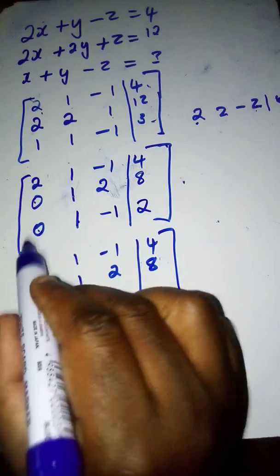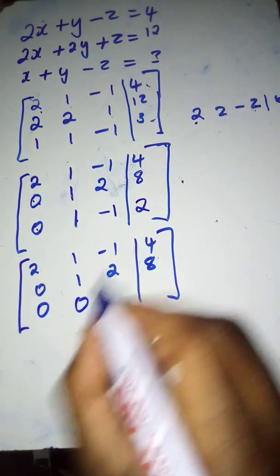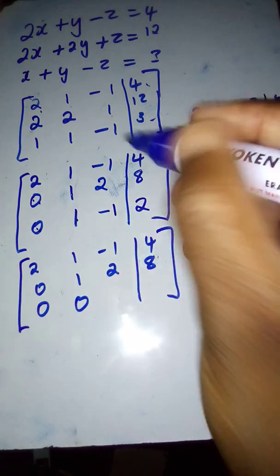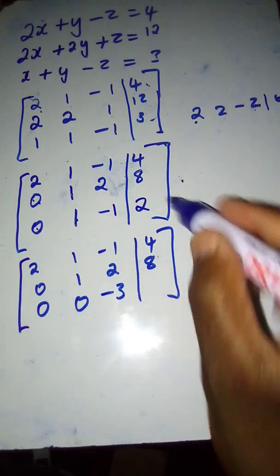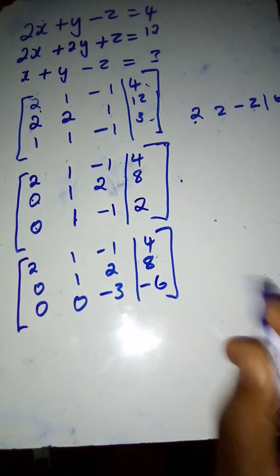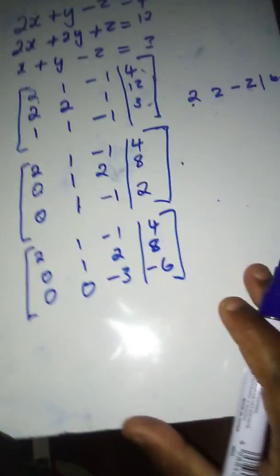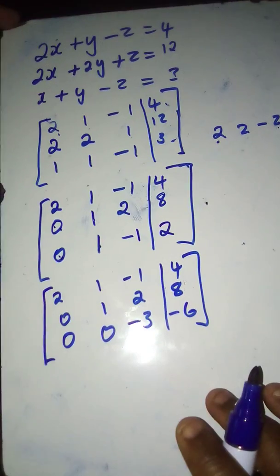After that, 0 minus 0 is going to give us 0. 1 minus 1 is going to give us 0. Minus 1 minus 2, we're going to get minus 3. Then 2 minus 8, we're going to get minus 6. So when we get minus 6 in our matrix, we've just done good maths.